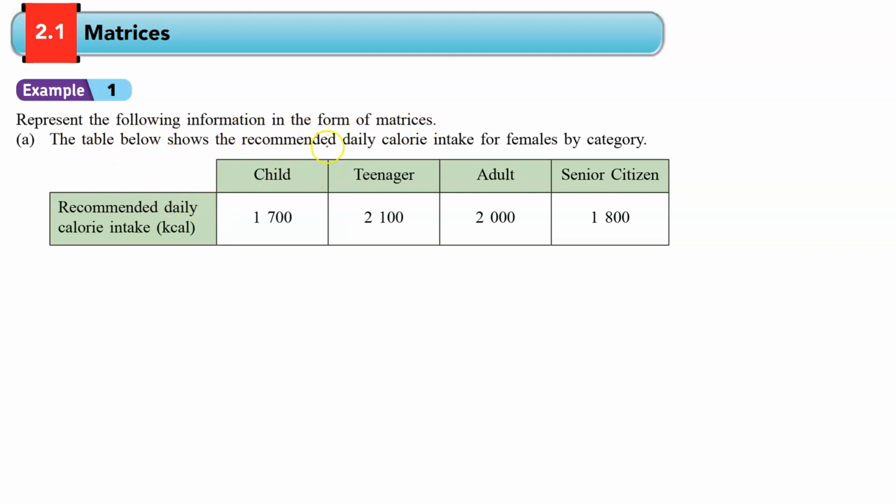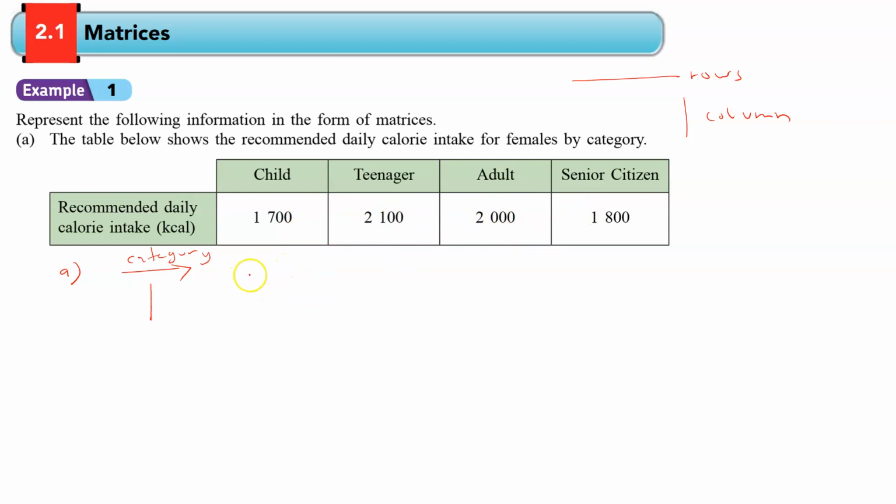The table below shows the recommended daily calories intake for females by category. Okay, awak tahu kita boleh susun sama ada guna rows atau columns. So rows horizontally, columns vertically. So dalam data ni, tengok recommended untuk kategori. Ni kategori child, teenager, adult, senior citizen. Ini kalau awak nak buat secara rows, horizontally.